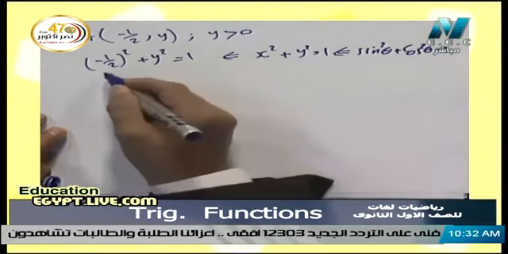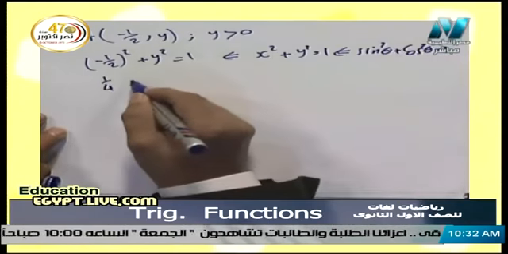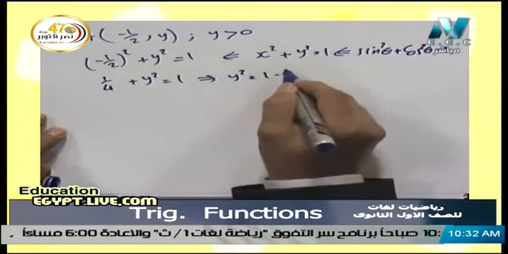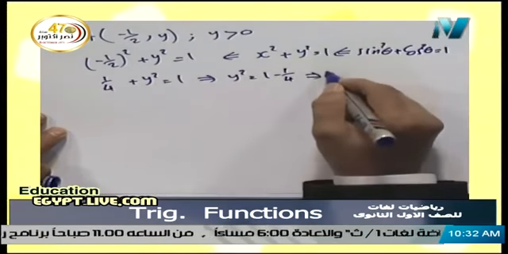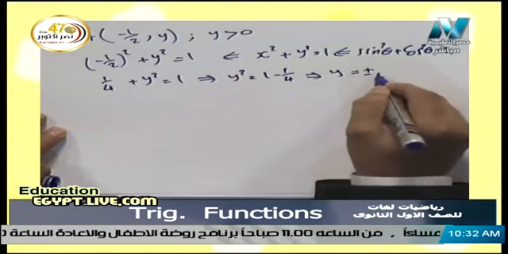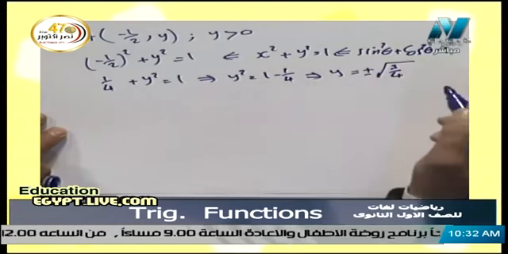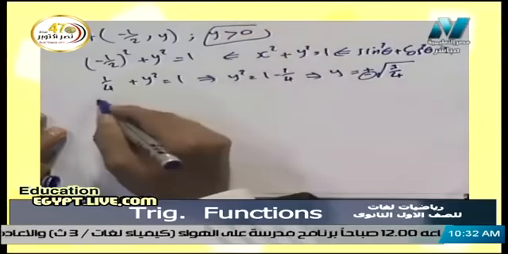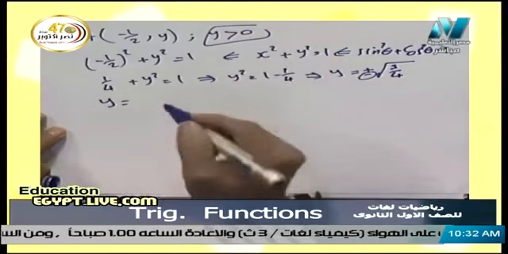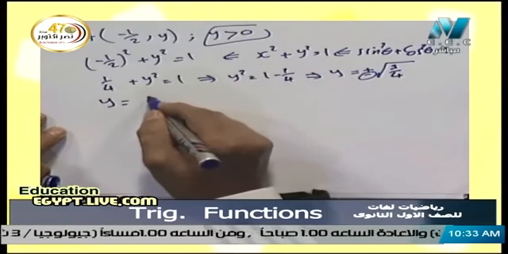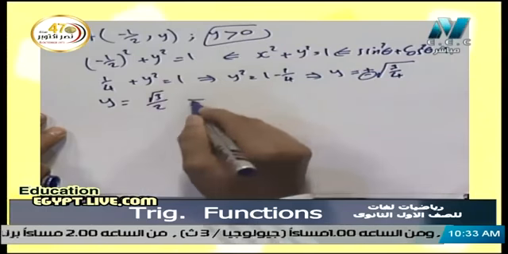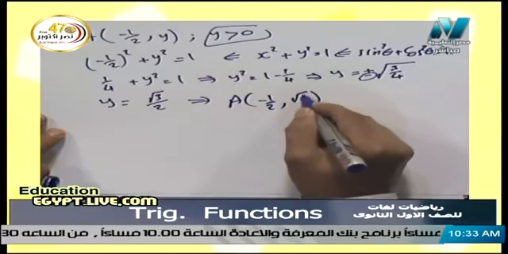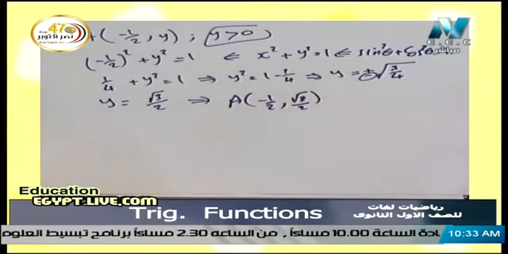From this equation we have 1 over 4 plus y² equals 1, and also y² equals 1 minus 1 over 4. So y equals positive or negative square root of 3 over 4, and we cancel the negative because y is positive only. So we have positive root 3 over 4, which is root 3 over 2. So again the point will be (negative half, root 3 over 2).